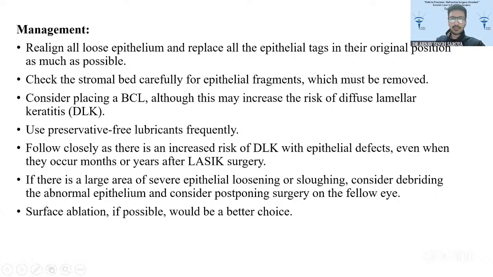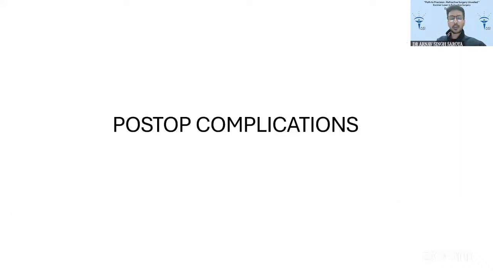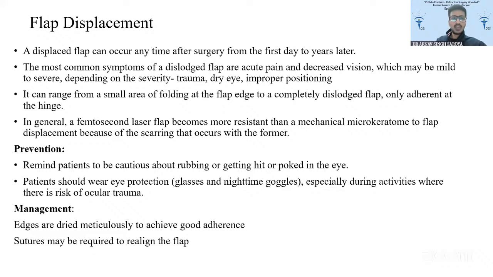Also, check the stromal bed carefully for any leftover epithelial fragments and it prevents the chance of having epithelial ingrowth later. Use of preservative-free lubricants. If there is any large area of severe epithelium loosening or sloughing, consider debriding the epithelium and postponing the surgery on the follow-up. Now coming to the post-op complications, flap displacement, very rare, but yes, it is documented.